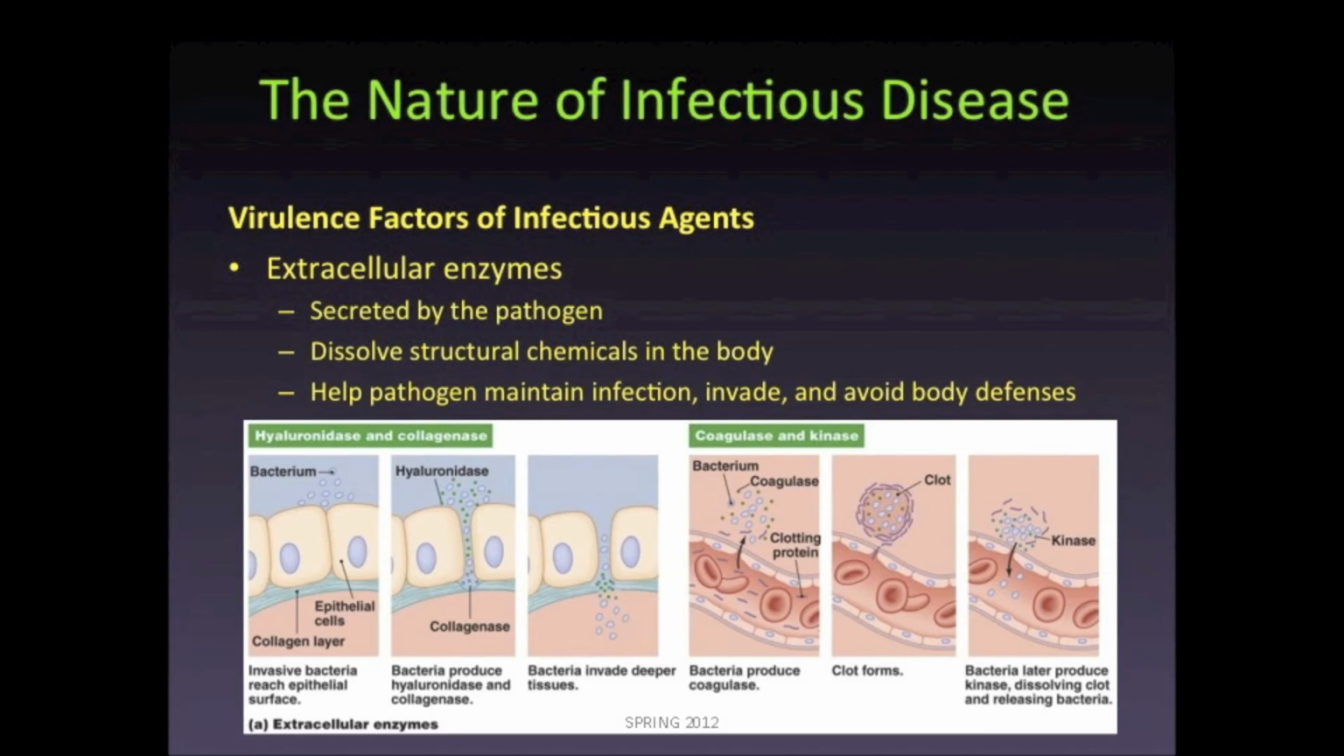Other enzymes, known as kinases, act to digest blood clots, allowing the organism to escape from the clot and invade the damaged tissues. The many extracellular enzymes, as we can see from the description of their actions, allow them to maintain infections by invading host tissues as they are broken down and by avoiding body defenses.